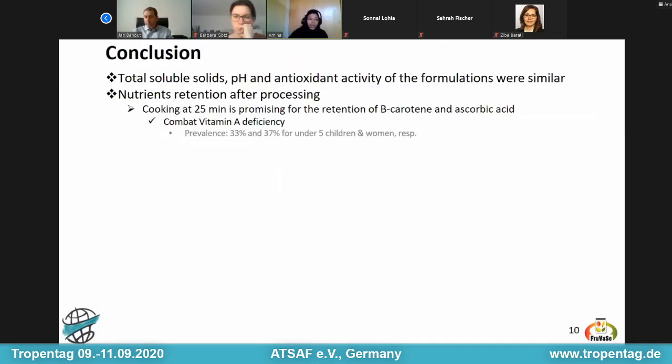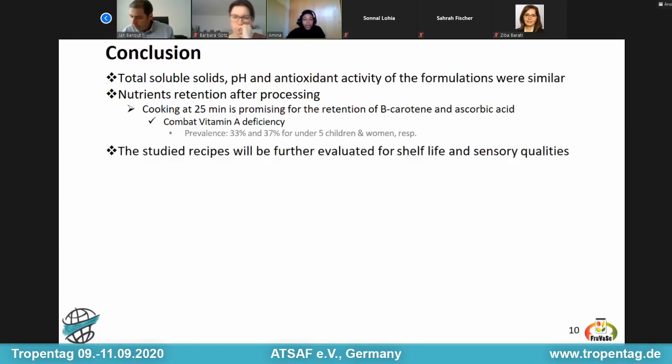So in conclusion, we said that total soluble solids, pH, and antioxidant activity of the formulations were similar. Nutrient retention after processing at 25 minutes is promising for the retention of beta carotene and ascorbic acids.